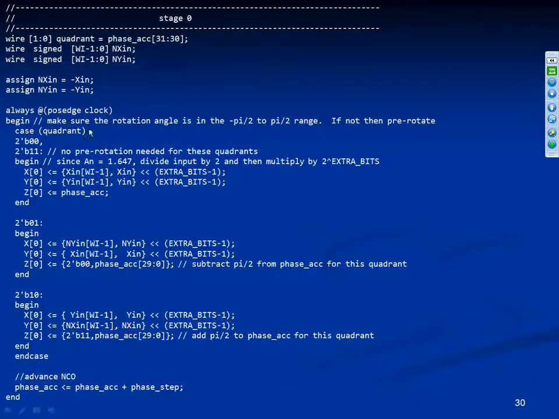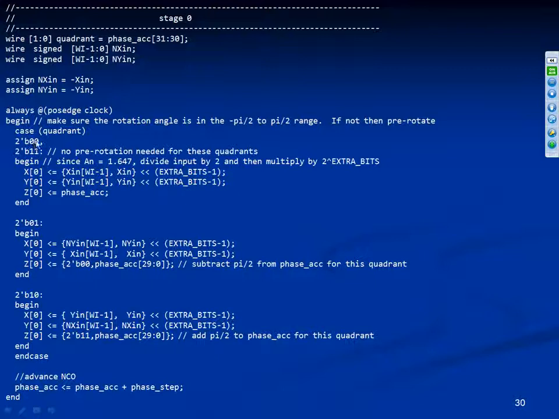Okay. So the first thing we need to do is make sure that the rotation angle is in the minus pi over 2 to pi over 2 range, and if it's not, then we do our pre-rotation. So how do we determine whether it's in the minus pi over 2 to pi over 2 range? Well, we look at the quadrant. Which quadrant is it in? Okay, I'll show you in just a second.